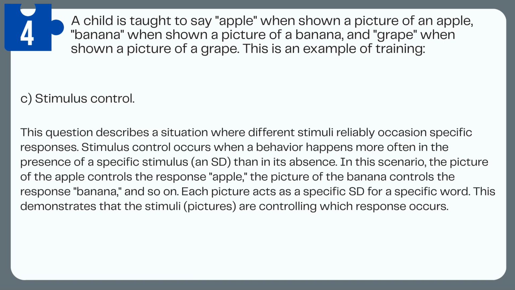Answer: C. Stimulus control. This question describes a situation where different stimuli reliably occasion specific responses. Stimulus control occurs when a behavior happens more often in the presence of a specific stimulus, an SD, than in its absence. In this scenario, the picture of the apple controls the response "apple," the picture of the banana controls the response "banana," and so on. Each picture acts as a specific SD for a specific word. This demonstrates that the stimuli, the pictures, are controlling which response occurs.